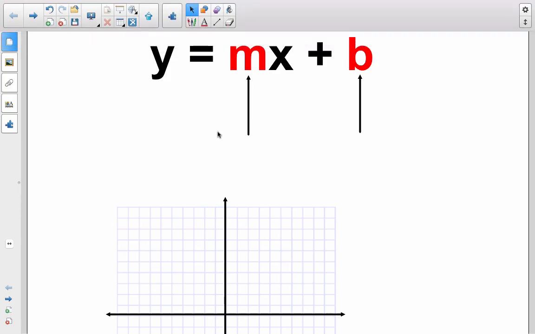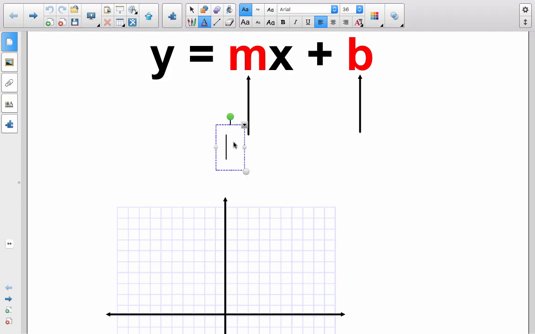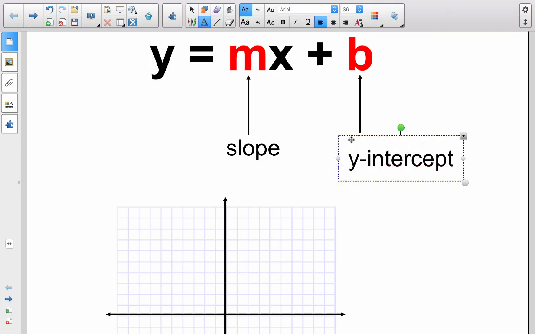Hey guys, today we're going to take a look at an equation that we're going to be talking about this week. And this equation is called slope-intercept form. The reason it's called that is because the information in the equation will give you both the slope of the line and the y-intercept of the line. So if we take a look at this equation, the letters in red here are the ones we're going to be working with today. The m is always the slope, and the b is always the y-intercept.